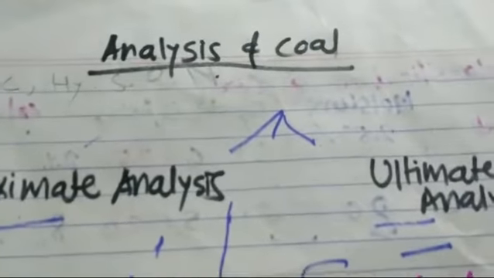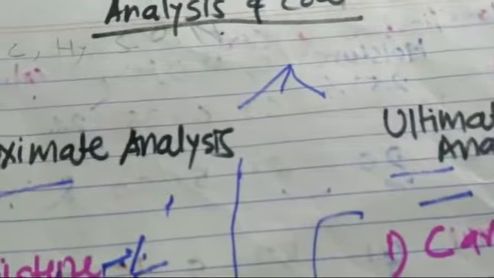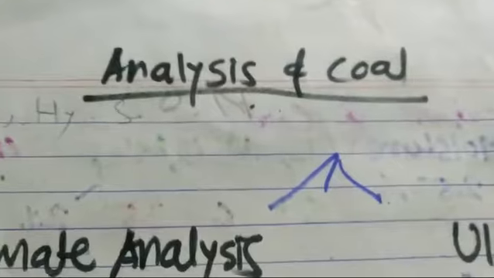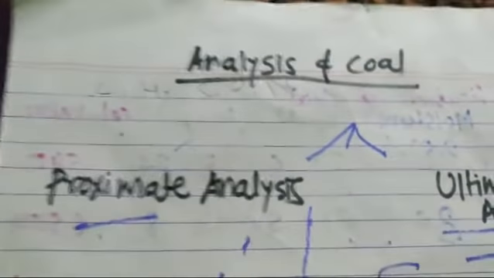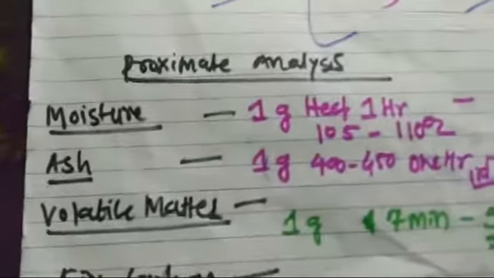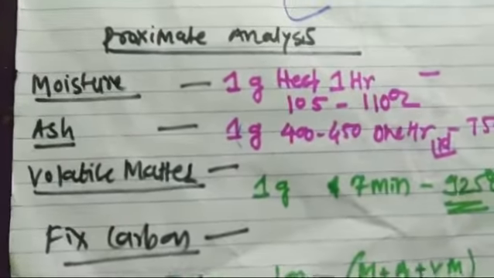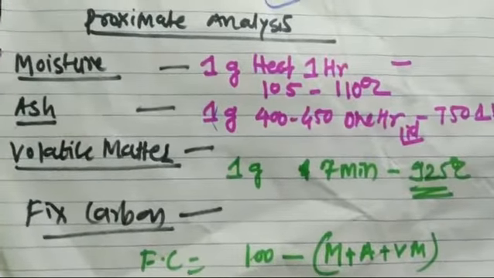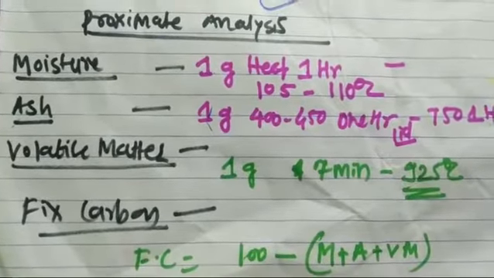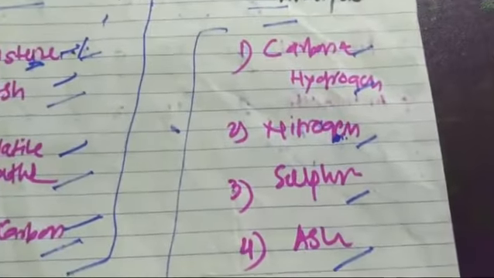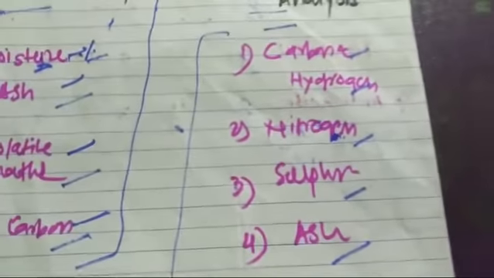So for grading of coal or classification of coal, there must be the requirement of analysis of coal. There are two types of analysis of coal. First, proximate analysis. Second, ultimate analysis. In proximate analysis, we check the properties of moisture content, ash content, volatile matter content, and fixed carbon. And in ultimate analysis, carbon, hydrogen, nitrogen, sulfur, and ash.